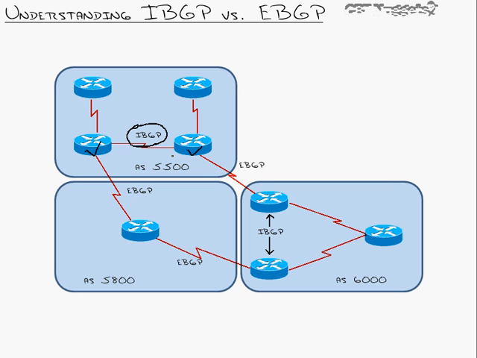eBGP, I always think of the EBGBs when I think of that. That's where you have a neighbor relationship formed between two routers in different autonomous systems. That is most likely the kind of BGP that you'll use when you're establishing a peer with your ISP, because they'll have a different autonomous system than you. Not always, but most of the time.